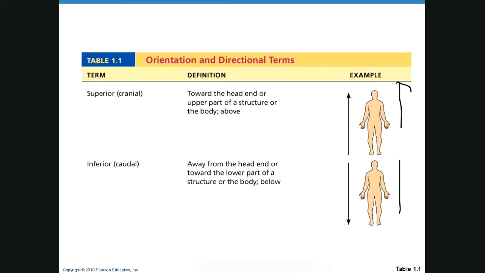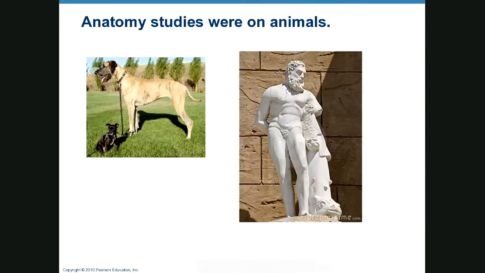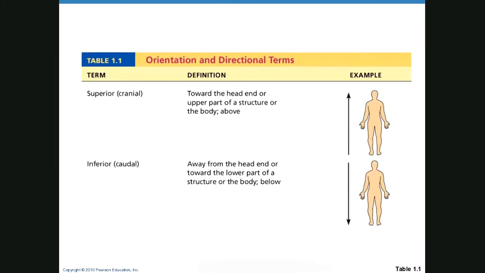But when you go back to your dog, which is what your average study was done on, it doesn't work because above would be this way. Now your superior vena cava is up here, but your cranial vena cava is here. So when we're talking about our specimens, we really need to use the terms cranial and caudal when working with our dissection animals.